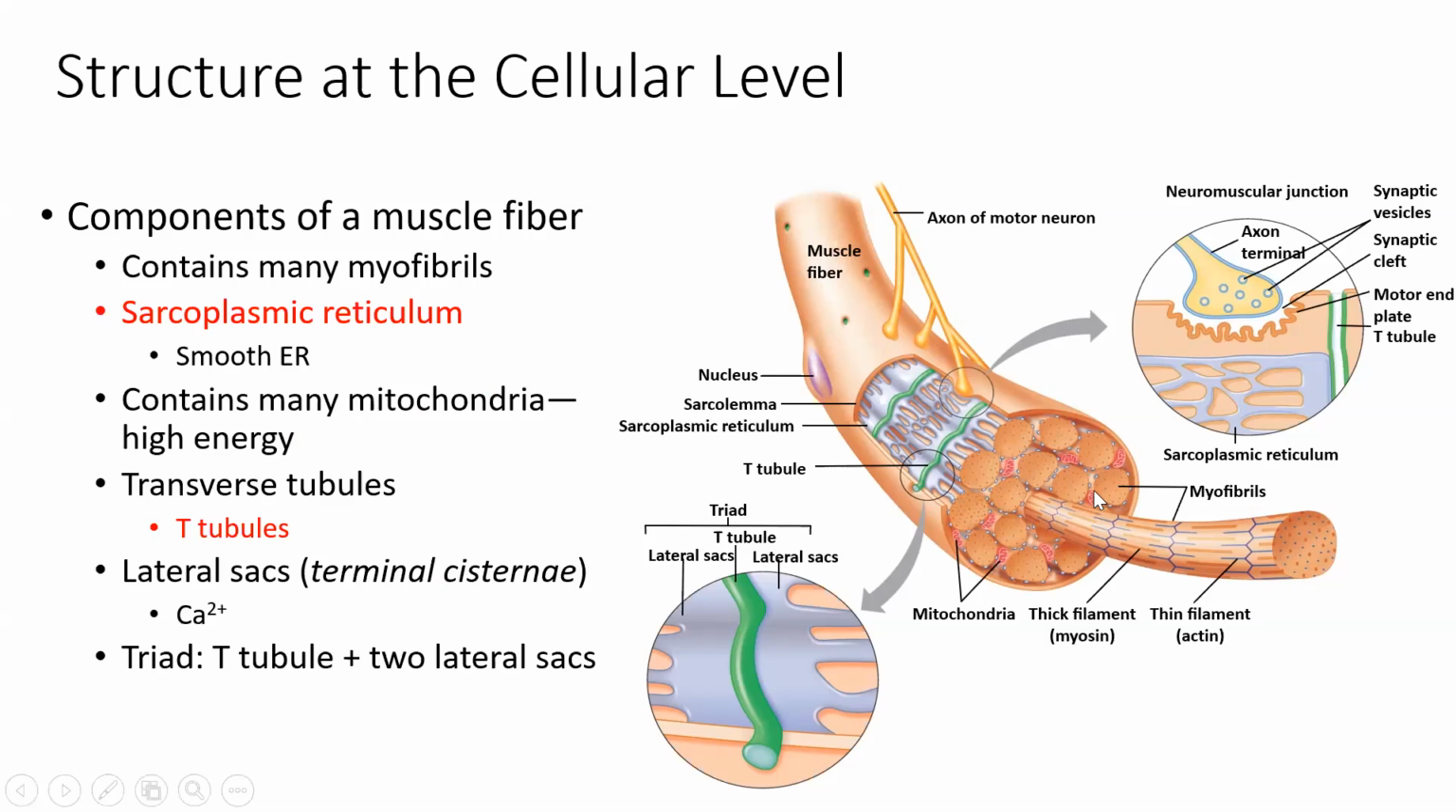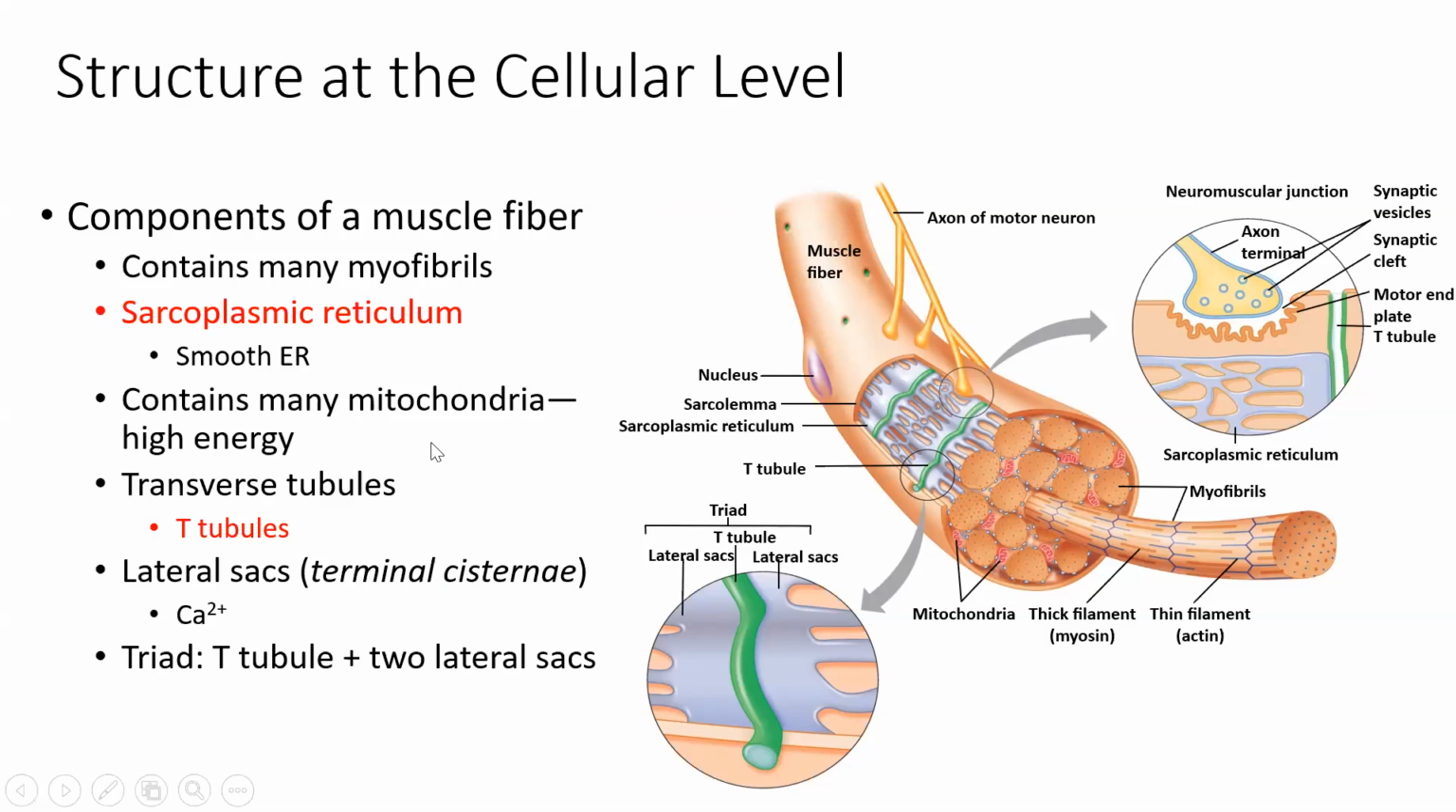myofibrils. We've got the sarcoplasmic reticulum. So this is the same thing as the endoplasmic reticulum. This is the smooth ER, or the storage area for calcium. And we can see that here throughout the various muscle fibrils, myofibrils. Now, the storage of calcium is going to be crucial to the contraction of skeletal muscle. So it's really important that we point out the storage area here, the sarcoplasmic reticulum.